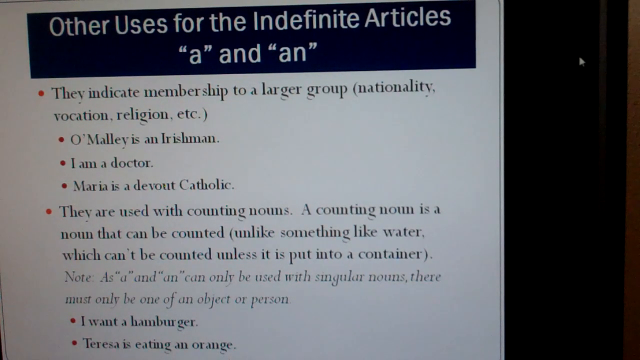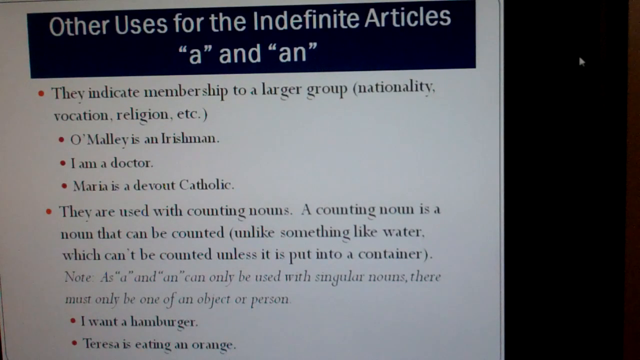O'Malley is an Irishman. Now, if you just said that O'Malley is Irish, you would omit a or an. But because you're saying he's an Irishman, Irish in this case is more of an adjective, and in this case, then you would use a and an.